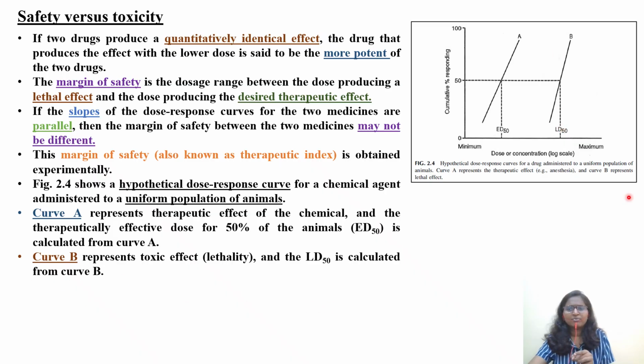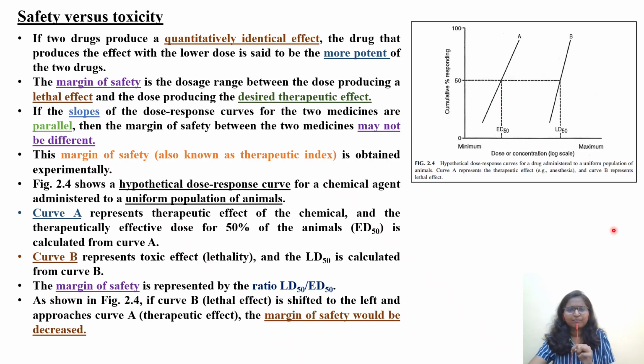LD50 is calculated from curve B. The margin of safety is represented by LD50 by ED50. How are you getting LD50? Means 50%, extrapolate to this intersection point, move towards the y-axis. This is your LD50 dose. And this will be your effective dose, ED50.